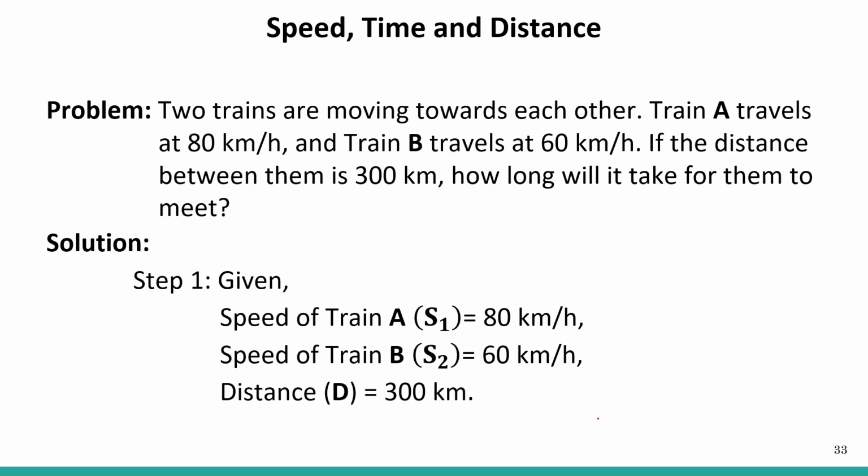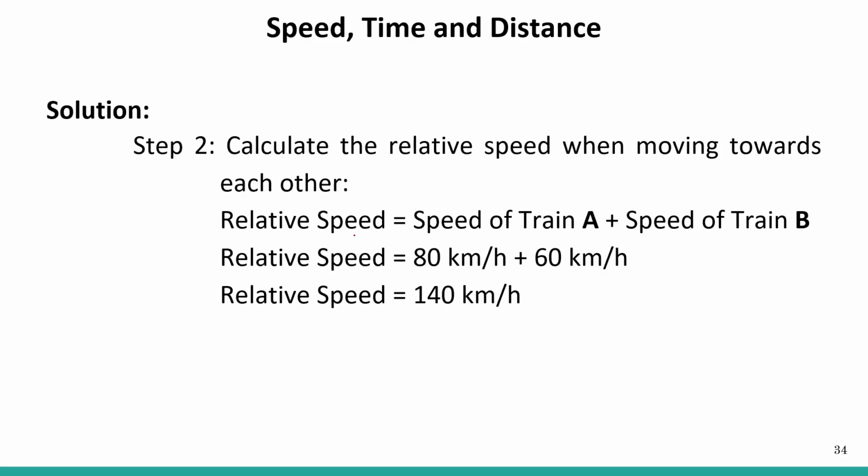So let's see the step-by-step solution. Given speed of train A, that is S1, is equal to 80 km per hour, and speed of train B, S2, is equal to 60 km per hour, and distance D is equal to 300 km. So relative speed is equal to speed of train A plus speed of train B, so 80 km per hour plus 60 km per hour is equal to 140 km per hour.